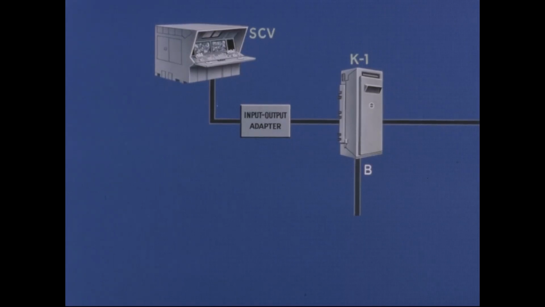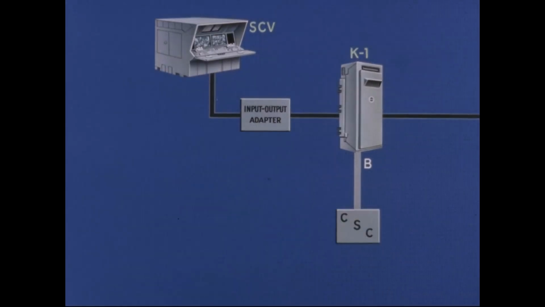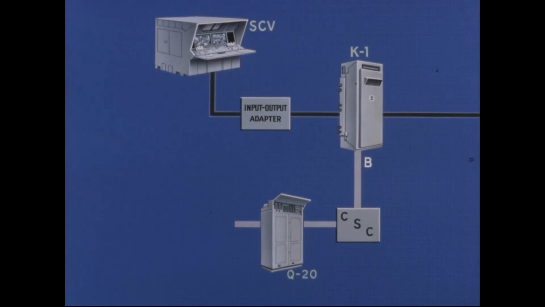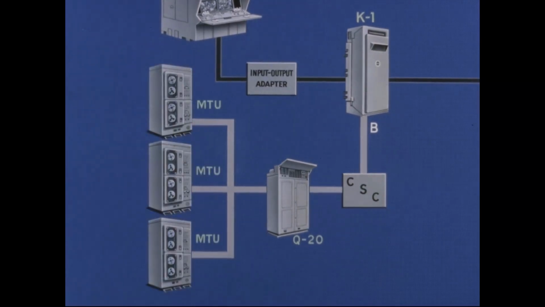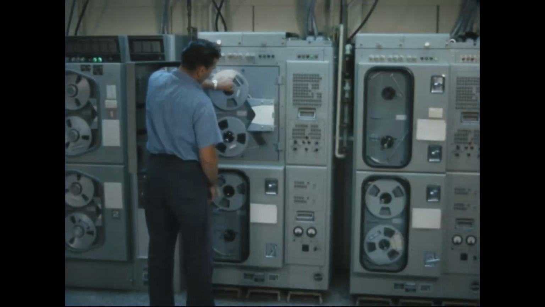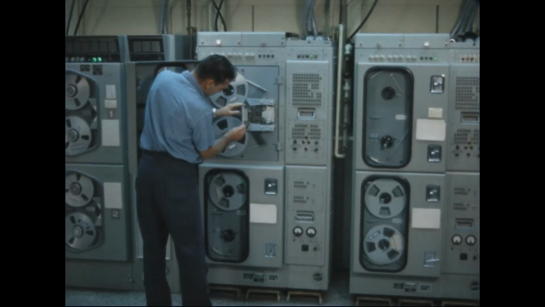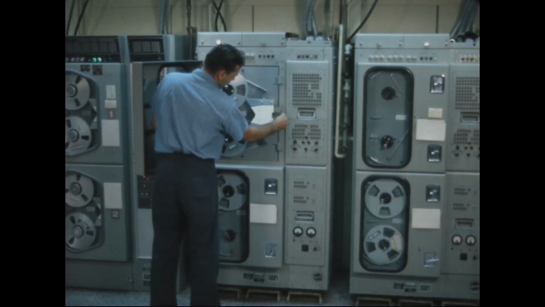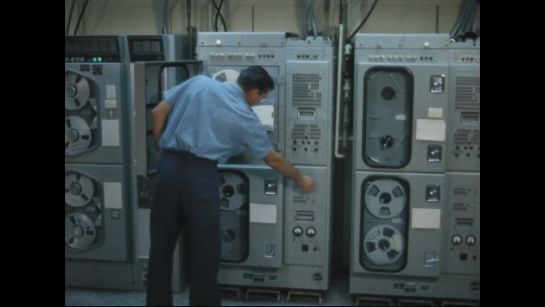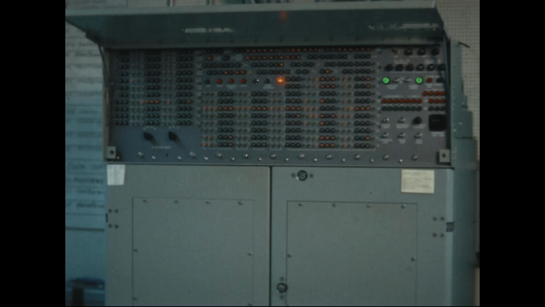Channel B in the K1 connects through the control signal converter, CSC for short, to the AN/USQ-20 computer, known as the Q20. The Q20 is connected in turn to the magnetic tape units, MTUs they're called. The MTUs are auxiliary memory equipments. They allow more programs to be used in the system through their linkage with the Q20 computer.